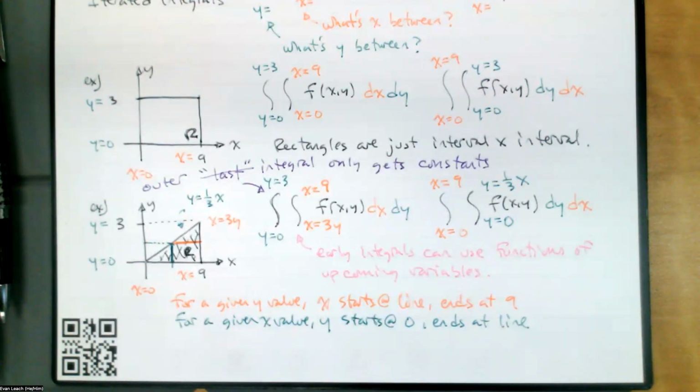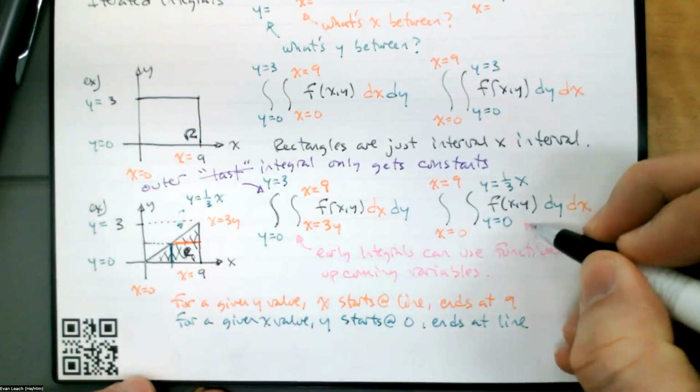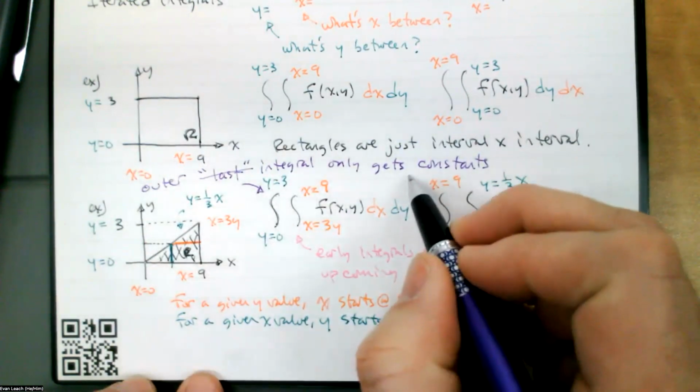This is how we play the game. What's x between and what's y between? Our early integrals can use functions of upcoming variables. Our outer integral gets constants.